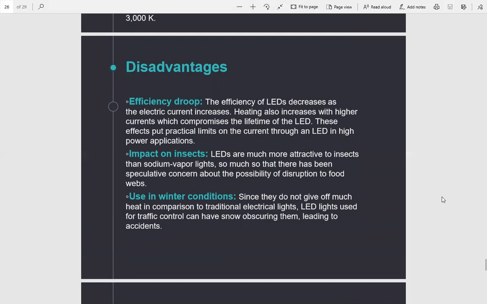Impact on insects. LEDs are much more attractive to insects than sodium vapor lights, so much so that there has been speculative concern about the possibility of disruption to food webs. Use in winter conditions. Since they do not give off much heat in comparison to traditional electrical lights, LED lights used for traffic control can have snow obscuring them, leading to accidents.